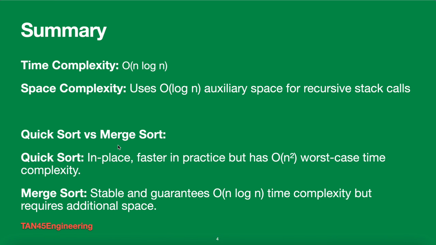Okay, and of course there are a few differences between quicksort and merge sort. Quicksort is in place, it is faster in practice than merge sort actually. It has a worst case time complexity of O of n square, but in practice quicksort is faster than merge sort if you define a better pivot strategy. Merge sort is stable, it guarantees n log n time complexity. So merge sort is sure that every time the time complexity will be O of n log n, though in case of quicksort it could be O of n square at times, but merge sort requires additional space, that is O of n extra space for the arrays.